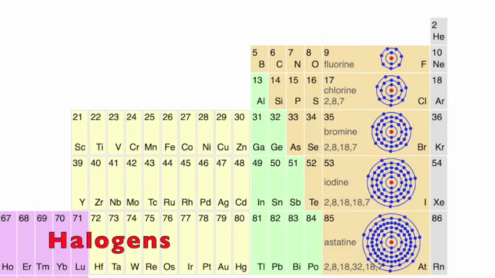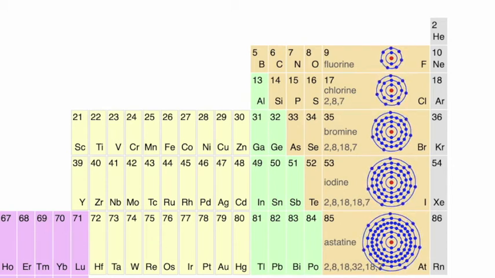The halogens are to the left of them. These elements have 7 valence electrons, and this is a pretty unstable situation. They would be much happier if they had 8 electrons. So they're very reactive, and they tend to want to grab electrons from other atoms.